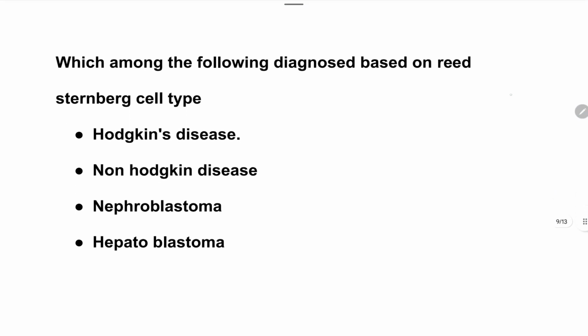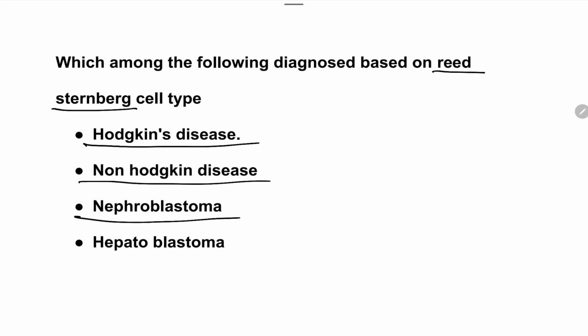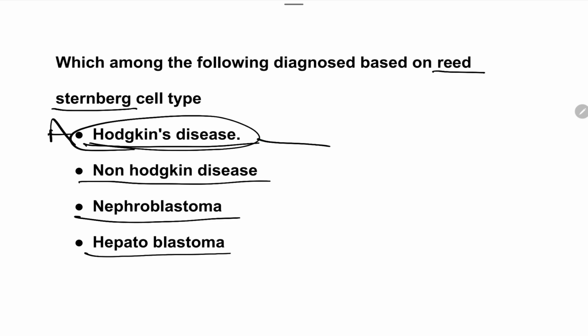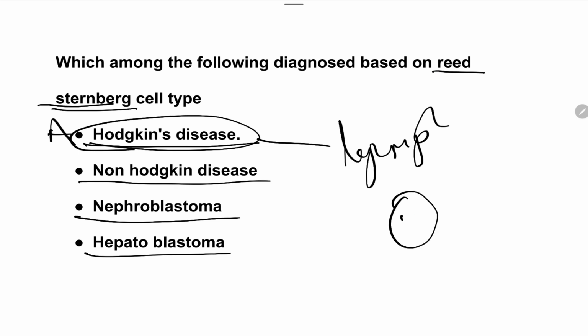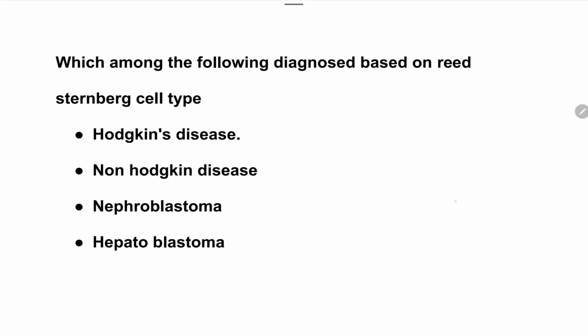And the next question is, which among the following is diagnosed based on the Reed-Sternberg cell type? Options are Hodgkin disease, non-Hodgkin disease, nephroblastoma, hepatoblastoma. The right one is option A, Hodgkin disease. Hodgkin disease is related to the lymph. In this Reed-Sternberg cell type, you can see the lymph cell consists of more than one nucleus. That is called the Reed-Sternberg cell type of Hodgkin disease.